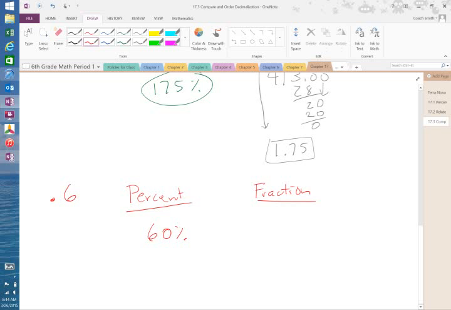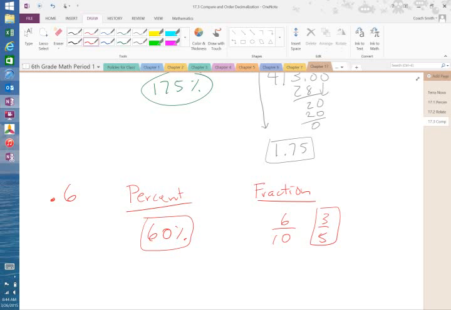Okay, what is 0.6 expressed as a fraction? Isaac? No, not 100. What place value is the 6 in? Yeah, 6 over 10. But can I reduce that? What can I reduce it to? 3 over 5, 3/5. So there's your 2 answers. 60% and 3/5. That's what 0.6 is as a percent and fraction.